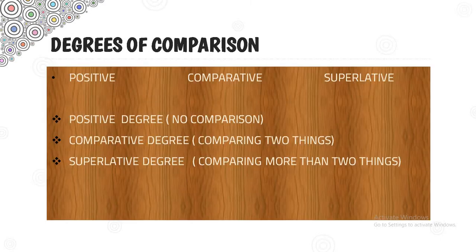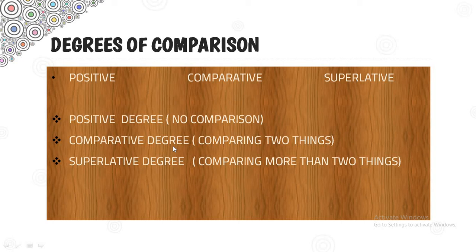Now, the next part of adjectives is degrees of comparison. There are 3 degrees of comparison: positive, comparative, and superlative. Positive degree means there is no comparison. For example, it's a hot day. Day is your noun, hot is your adjective. So, hot day means there is no comparison.